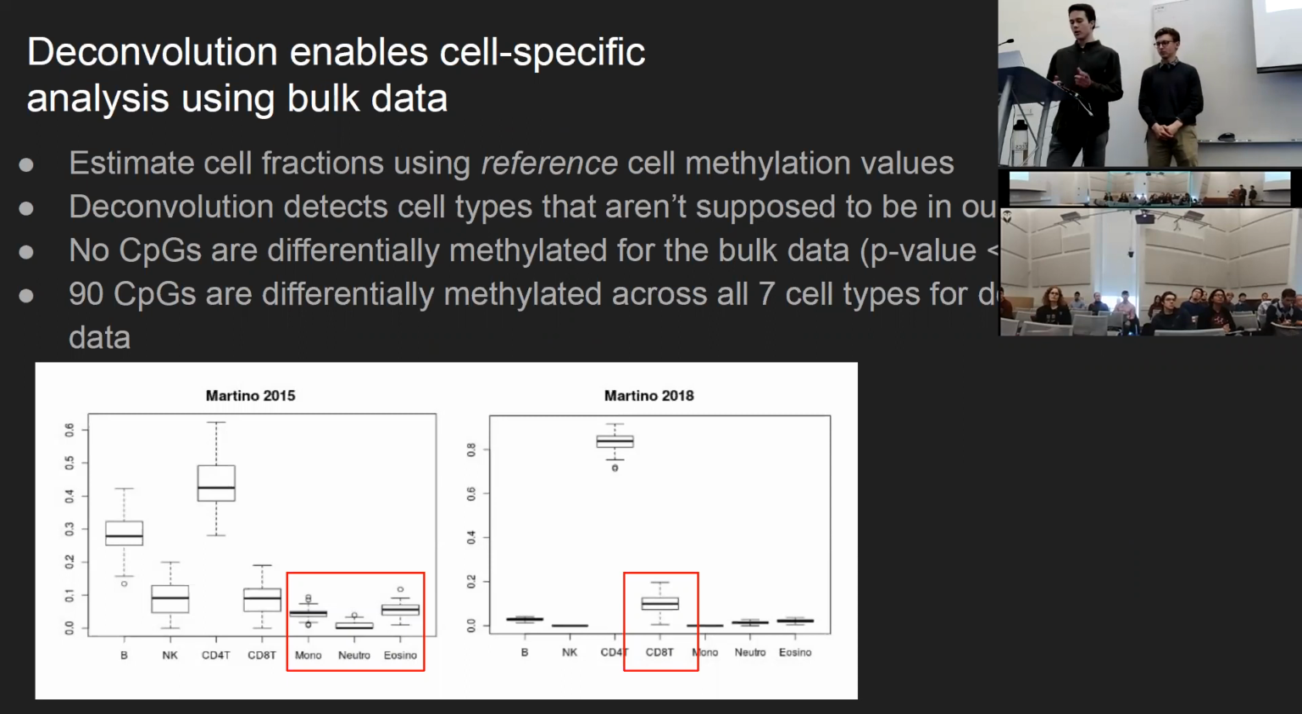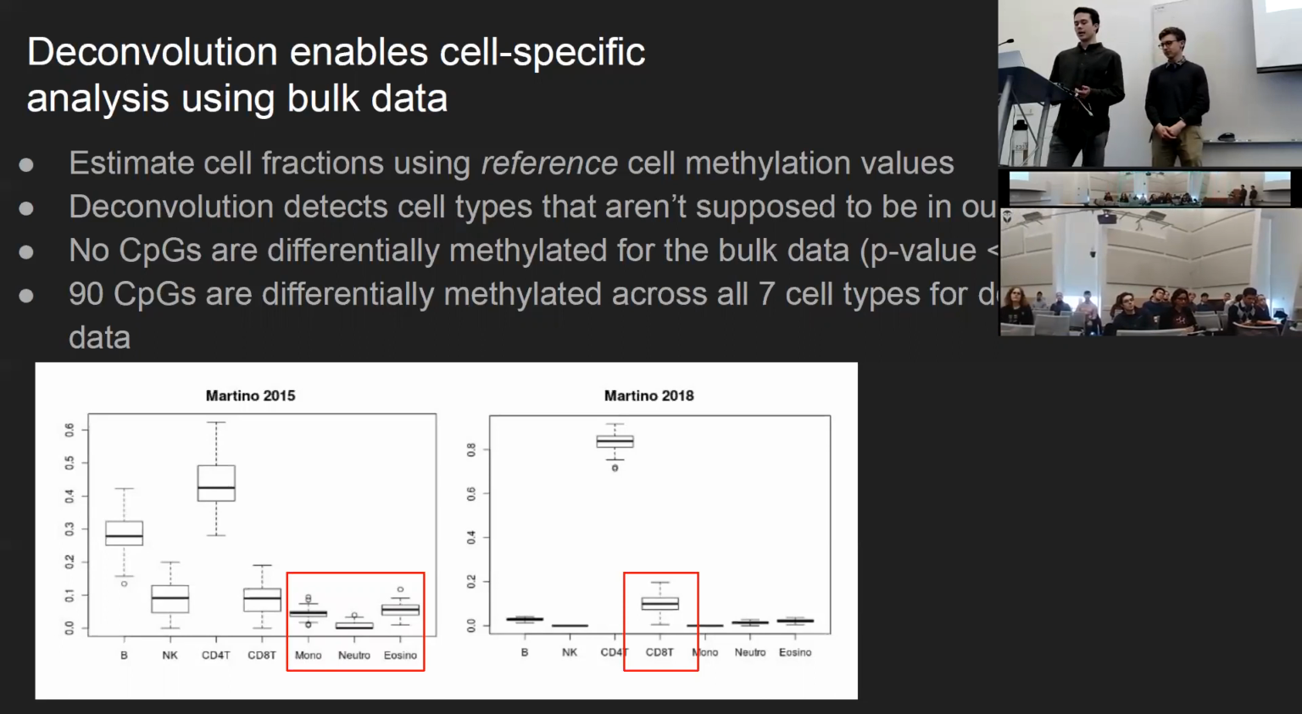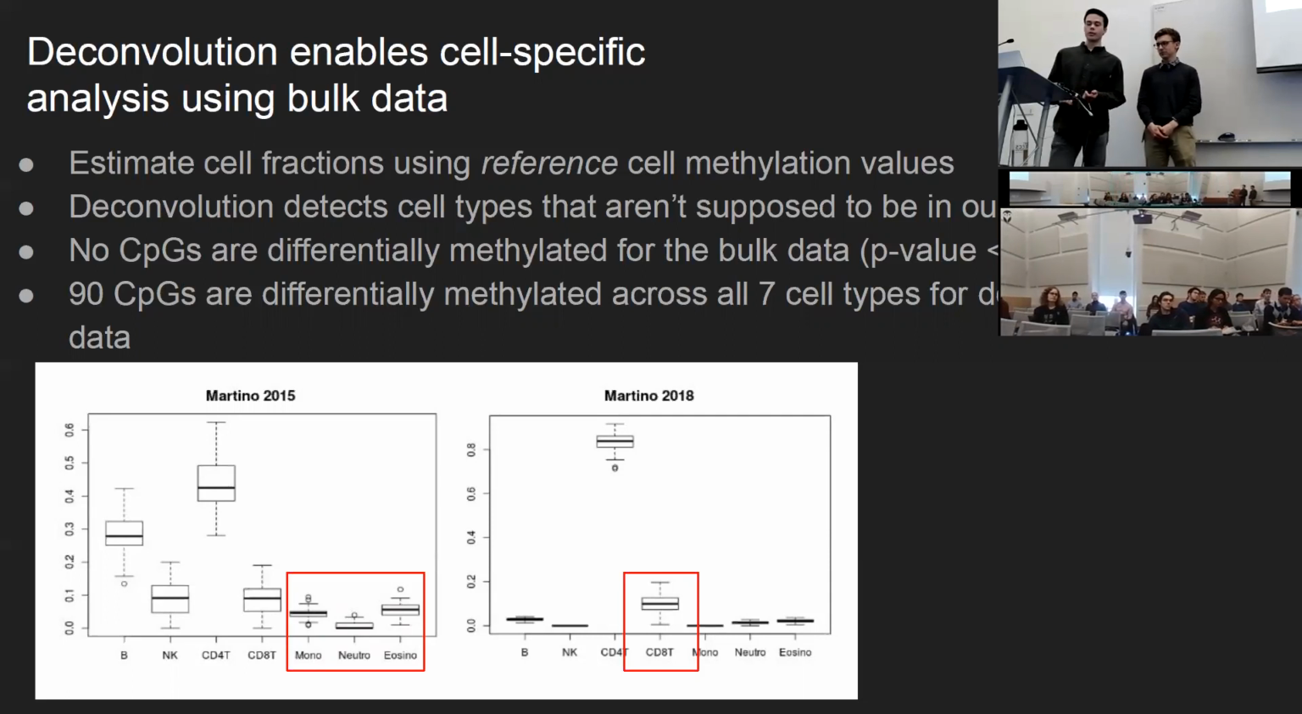So here in this figure on the bottom, we've shown the two data sets that we use in this work. On the left, which we're calling Martino 2015, the data set is supposed to only contain peripheral blood mononuclear cells, which are the four on the left. But deconvolution actually detects a small fraction of the three cell types on the right as well. In a follow-up study called Martino 2018, the authors actually filtered their data so that it only contained CD4 T cells, but deconvolution again detected a small fraction of CD8 T cells as well. And as we'll see later, including these cell types in our analysis actually improves performance.